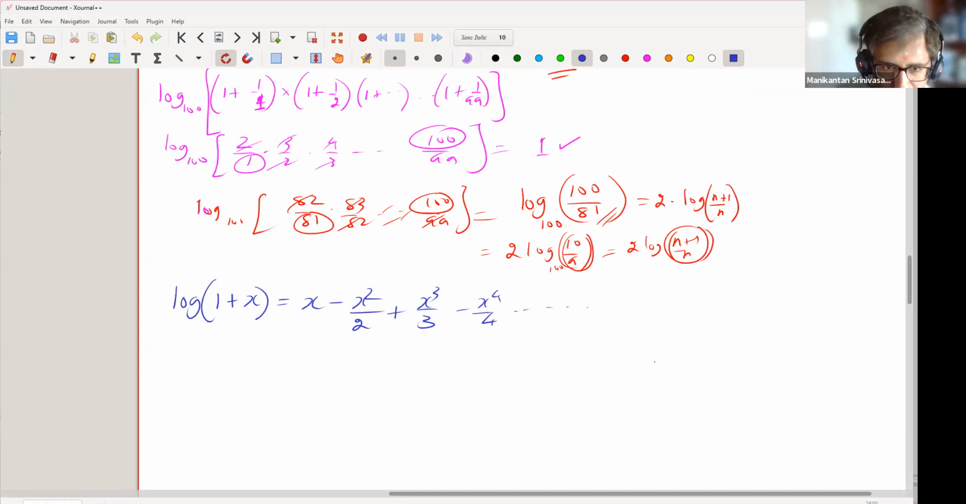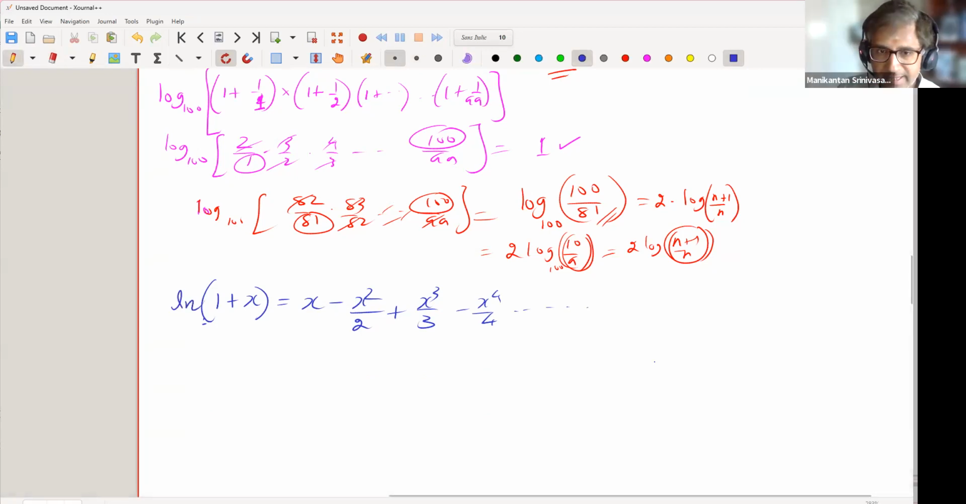So maybe we should just quickly recap those. Let me just quickly do that now. But this is very important, and this helps in a couple of places. Oh, by the way, this is to the base e. This is log to the base e, or rather I should write it as ln of 1 plus x.